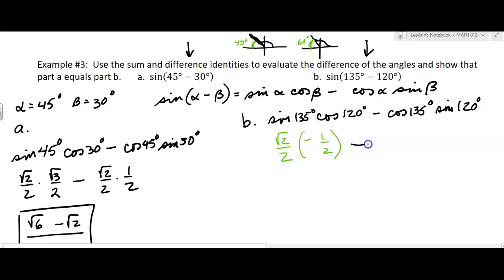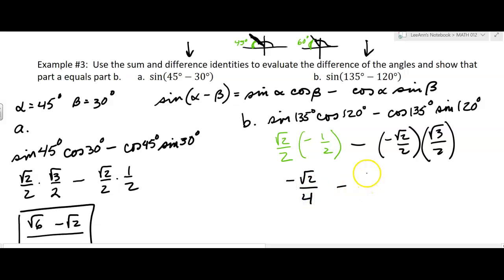Okay, now we'll do the other part. Cosine of 135, well, that's going to be negative, right? Because you're over in the second quadrant, so it's going to be negative square root 2 over 2. And then the sine is going to be the square root of 3 over 2. That will be positive because sine's positive in the second quadrant. Okay, so we multiply stuff out, and what do we get? Negative square root 2 over 4, and then minus a negative square root of 6 over 4. So minus and minus, that's going to be plus.